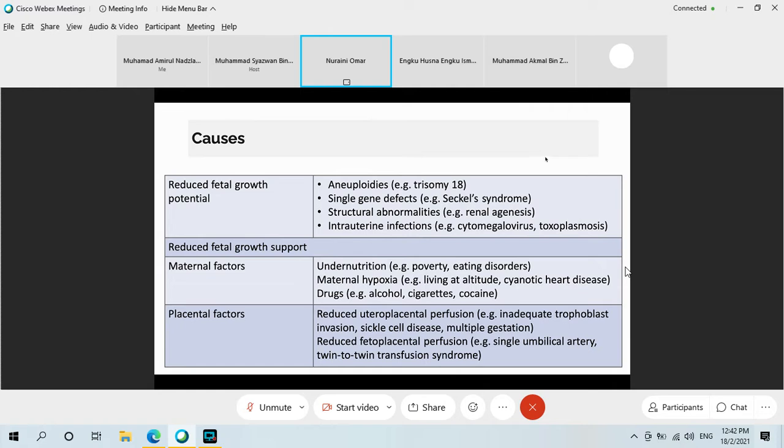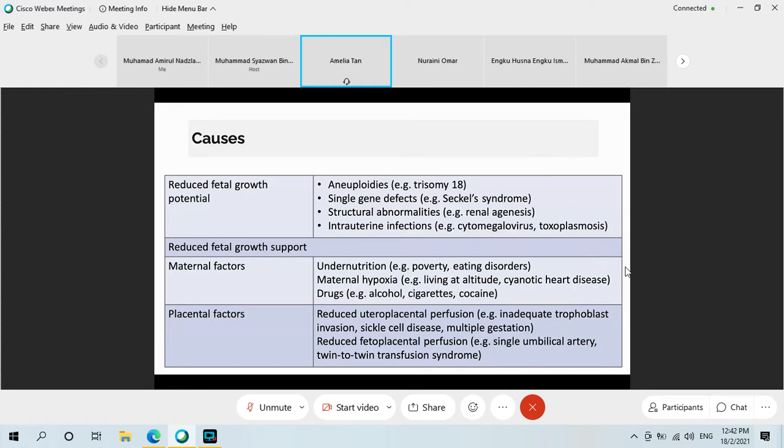Thank you. So good afternoon, doctor and my fellow friends. Today I'm going to present about the causes and the risk factors of fetal growth restriction. You can see here that the causes can be classified into two main categories. Either there are intrinsic factors that reduce the fetal growth potential, or extrinsic factors that reduce the fetal growth support. Normally the intrinsic factors will cause symmetrical fetal growth restriction, while the extrinsic factors will cause asymmetrical fetal growth restriction. So we go into the first one, reduced fetal growth potential.